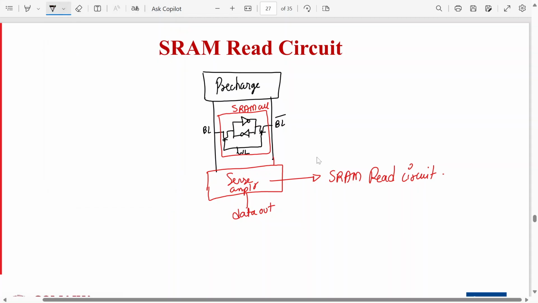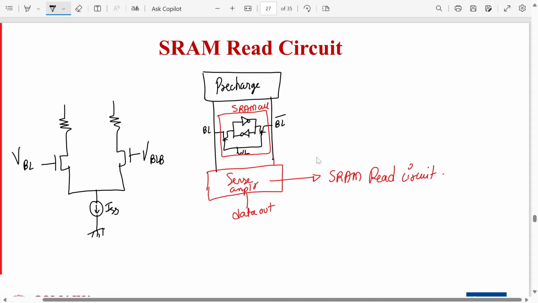And we are going to study the sense amplifier. What is a sense amplifier? A sense amplifier is only a normal differential amplifier. So we have studied the differential amplifier, right? In your lower syllabus, right? Yes or no? So this is your differential amplifier. This is nothing but a sense amplifier only. So here we have voltage BL, and this is voltage BLB or BL bar, whatever we can call it.